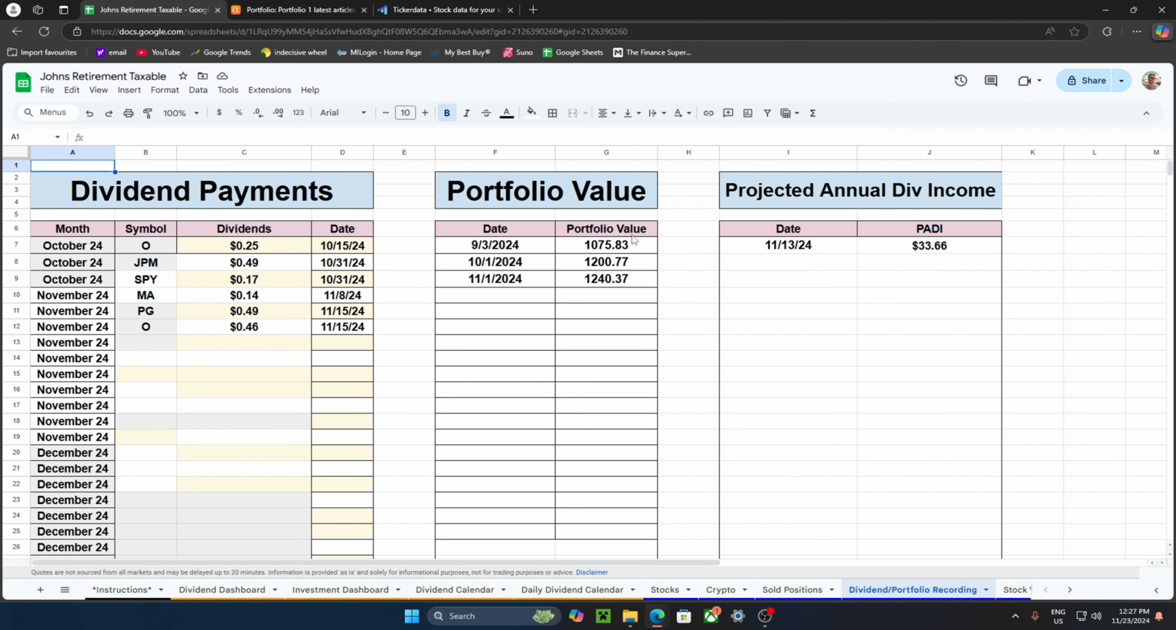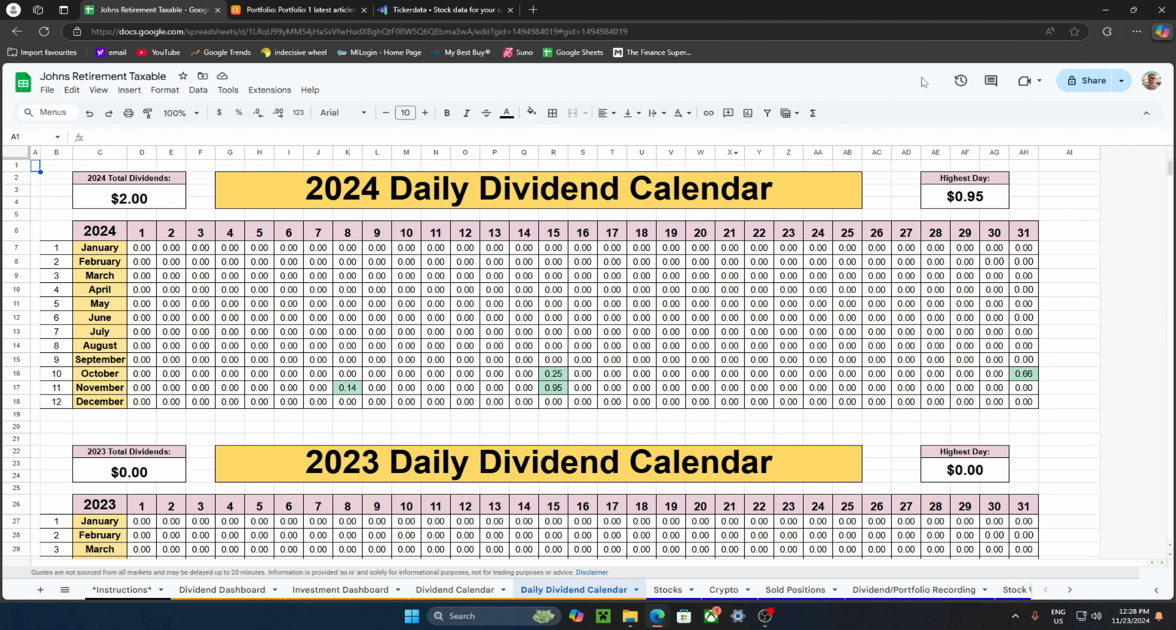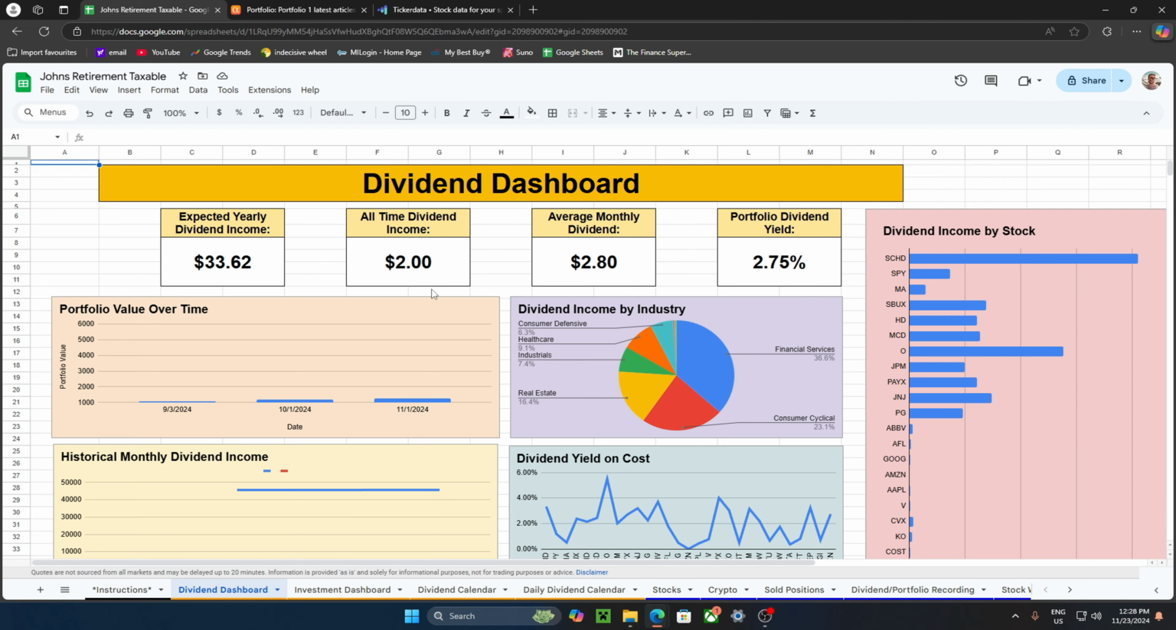But it's very cool. You can track your projected annual dividend income, your portfolio value, your payments over time. But it's going to be really interesting to watch how this changes over time.